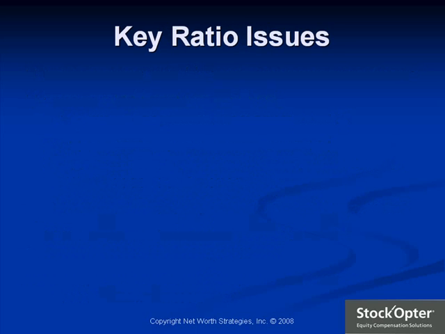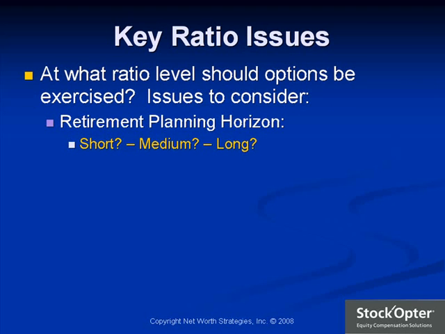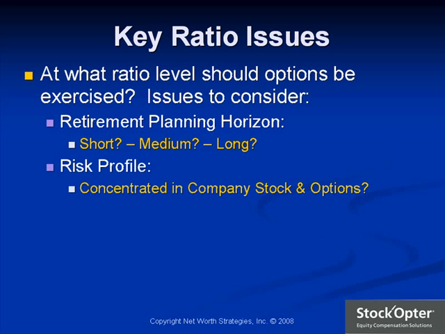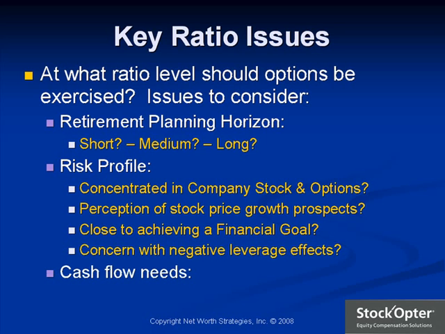At what ratio level should options be exercised? Here are some of the issues to consider. What is the retirement planning horizon? Short, medium, long? And what is the risk profile? Is the option holder concentrated in company stock and options? What is the perception of growth prospects for the stock price? Is the option holder close to achieving his or her financial goal? Is there a concern with negative leverage effects? And what are the anticipated cash flow needs? For example, funding a major expense such as college tuition.